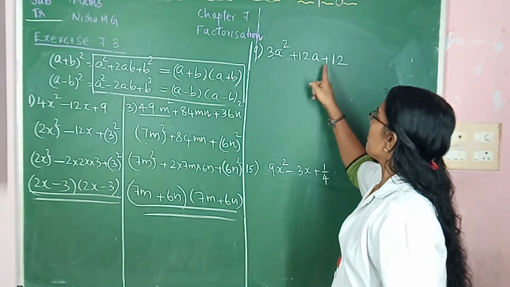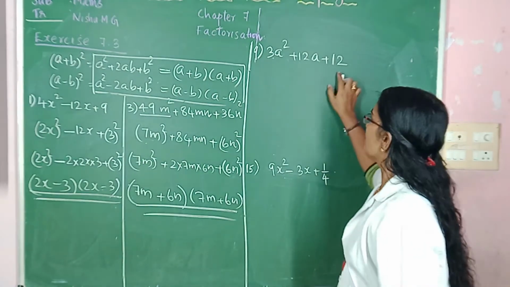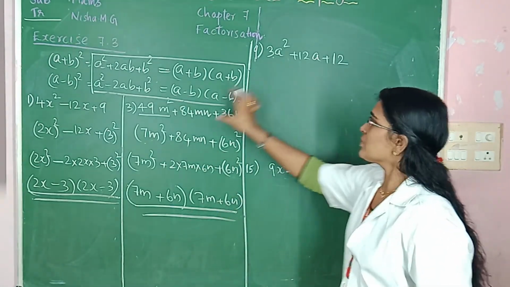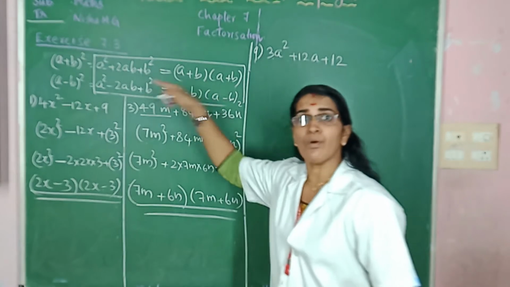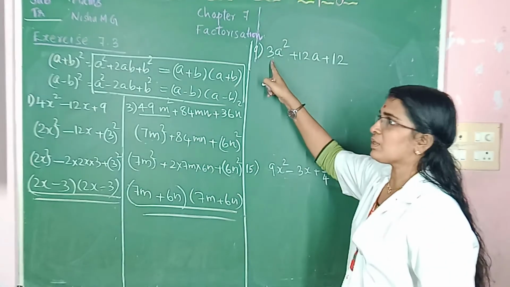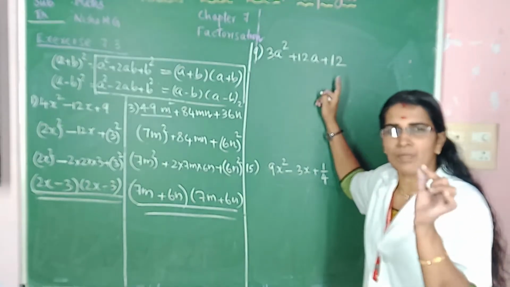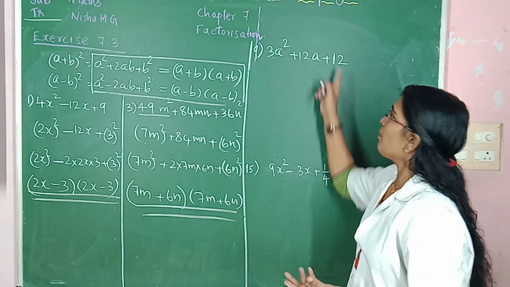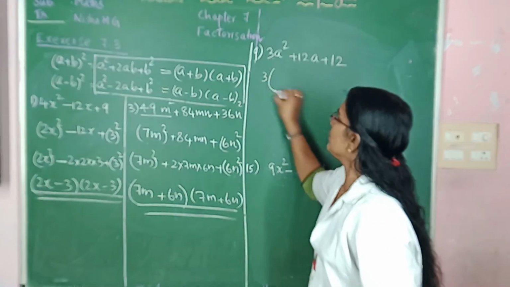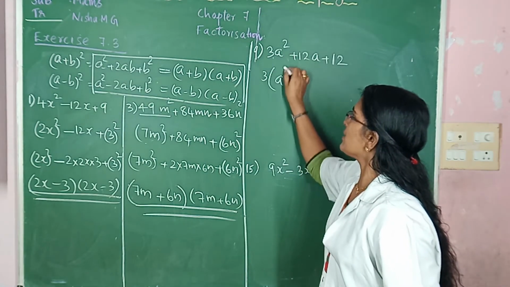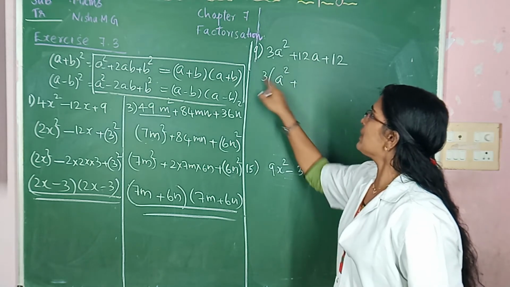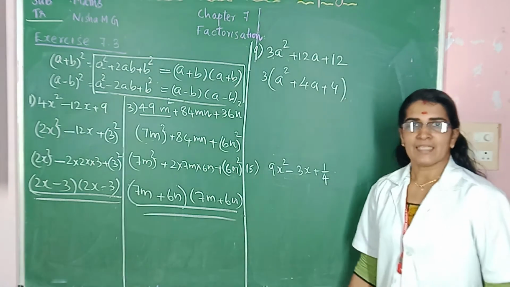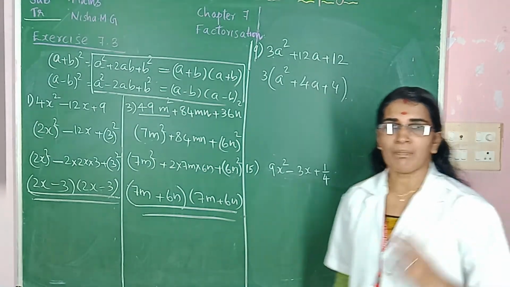Question number 9 from exercise 7.3: 3a square plus 12a plus 12. 3 is not a square number, and 12 is not a square number, so this is not a direct application of the identity. All terms are positive, so maybe the first identity, but not direct, because 3 is not a square and 12 is not a square. So we have to do some more steps before applying the identity. What is the step? 3 is common to all. Take it outside: 3 into (a square plus 4a plus 4), since 3a square by 3 is a square, 12a by 3 is 4a, and 12 by 3 is 4. So clearly we have to make some changes before applying the identity.